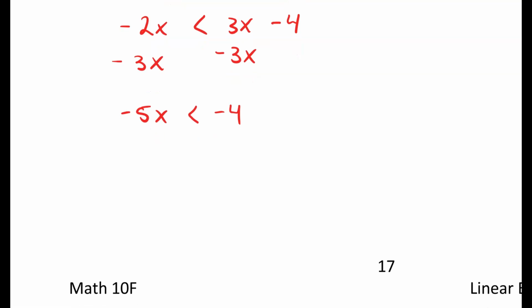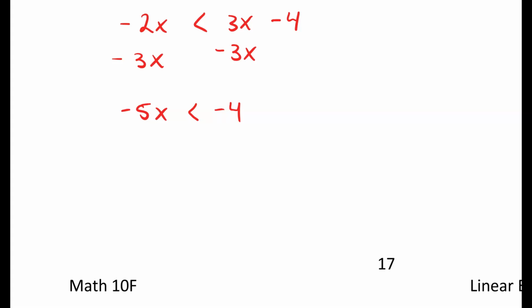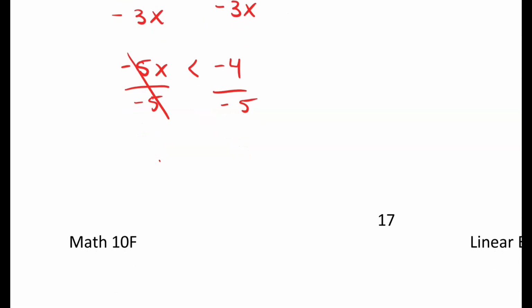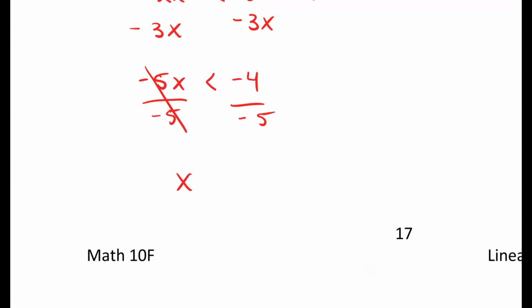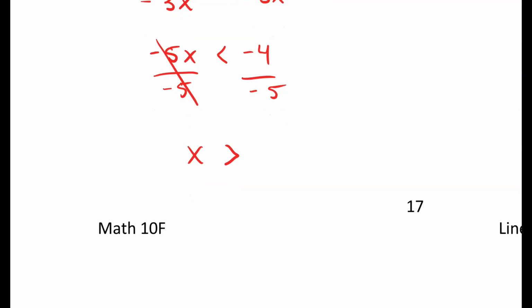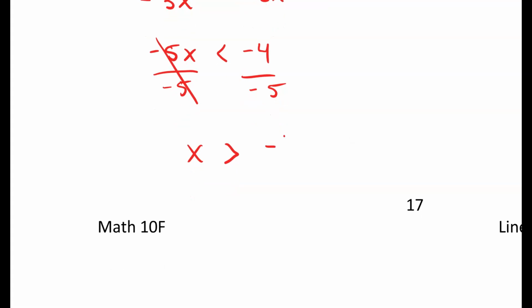And our last thing that we need to do is isolate x by itself. Meaning we have -5x, so we divide by -5, divide by -5, canceling off the -5, leaving us with just x, but we divided by a negative number, meaning we flip our symbol to point the other direction, and we have -4 over -5. Well, we have a negative and a negative here, so that means we are getting rid of our negatives, so we're left with 4 over 5.